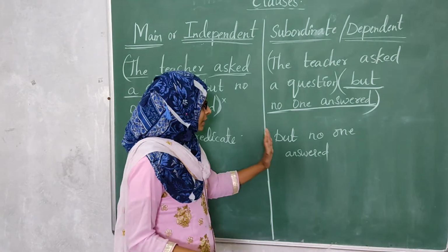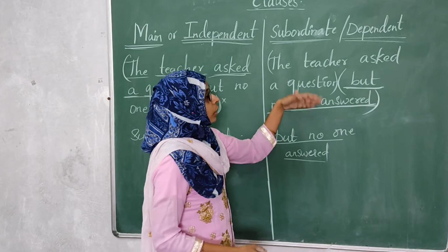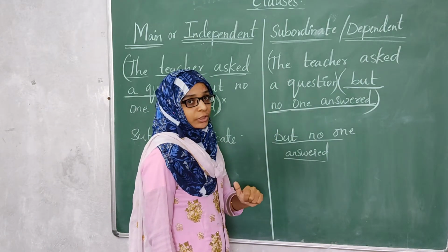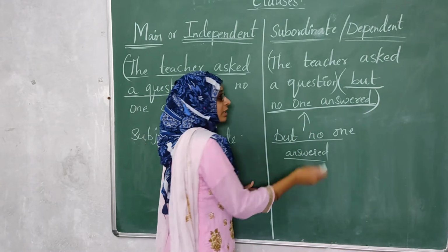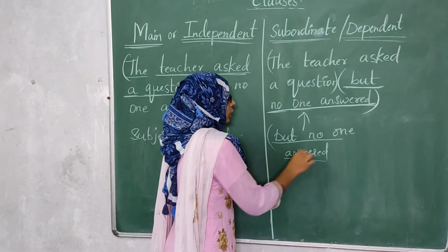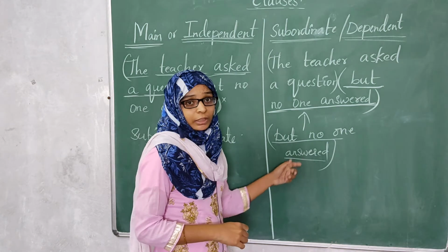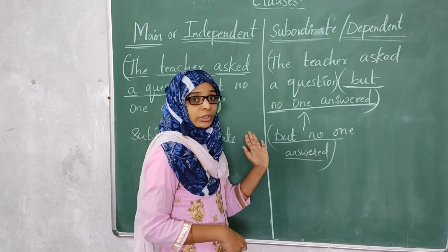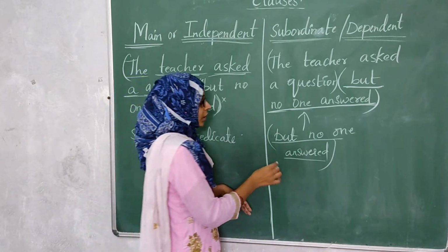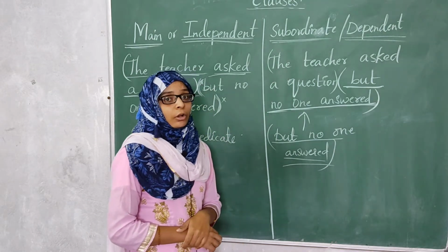If we want to understand the complete meaning, this should be joined with some other phrase or some other clause to get the complete information. So this is depending on some other thing for the complete information. But it cannot stand alone. It alone cannot give us the complete meaning. It should depend on some other clause or some other phrase to give us the complete information. So such type of clause is called as subordinate or dependent clause.